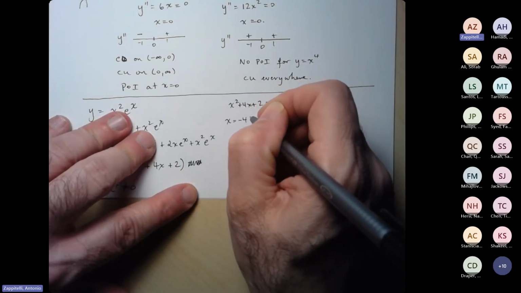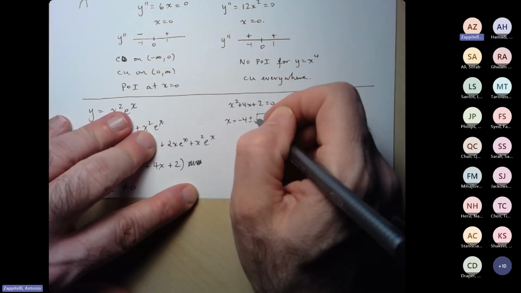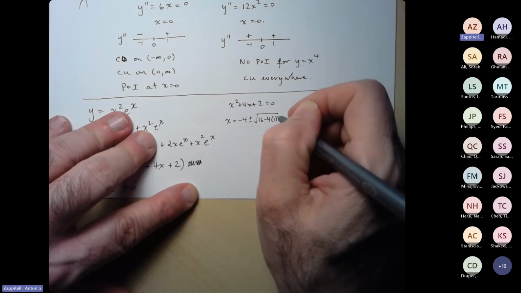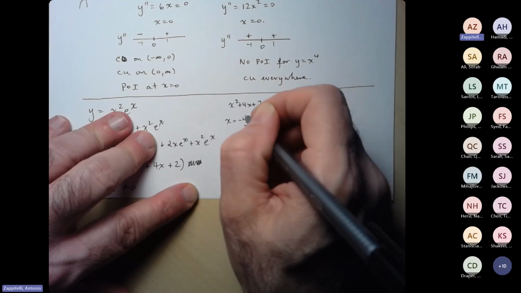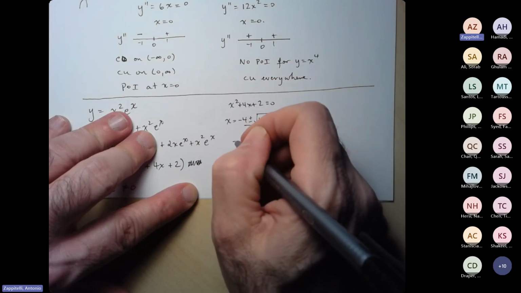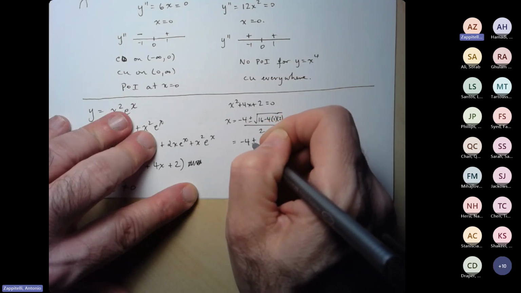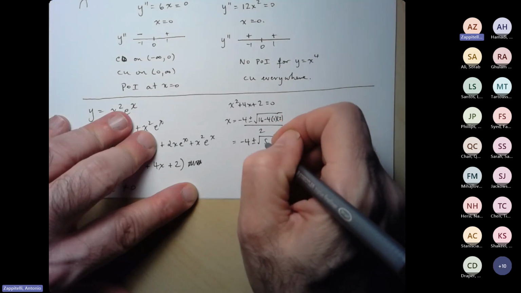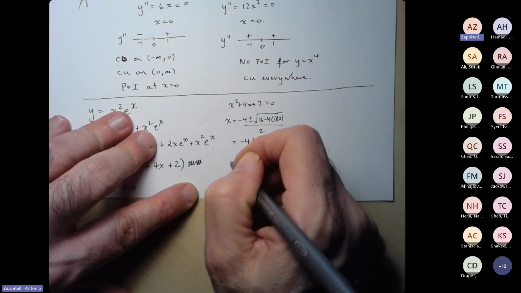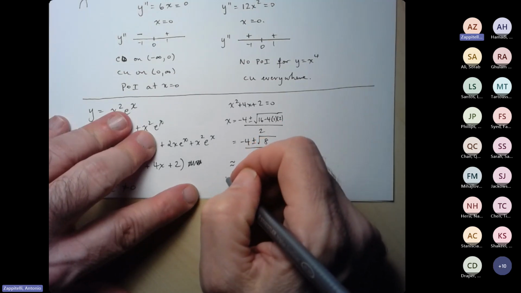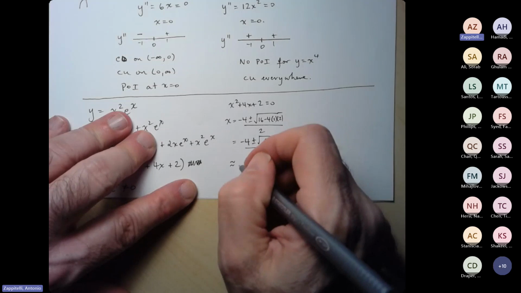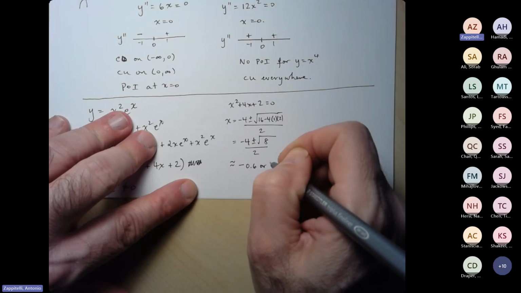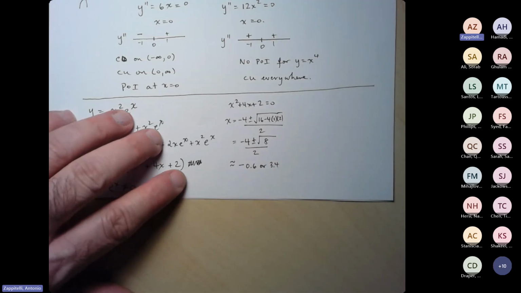Negative b, so negative 4 plus or minus the square root of b squared, so 16 minus 4 times 1 times 2, all over 2 times 1. So what does that give us? Negative 4 plus or minus the square root of 16 minus 8, so this is just root 8, over 2, and this is approximately equal to, I'm going to be a bit lazy and keep one decimal place, negative 0.6 or 3.4.